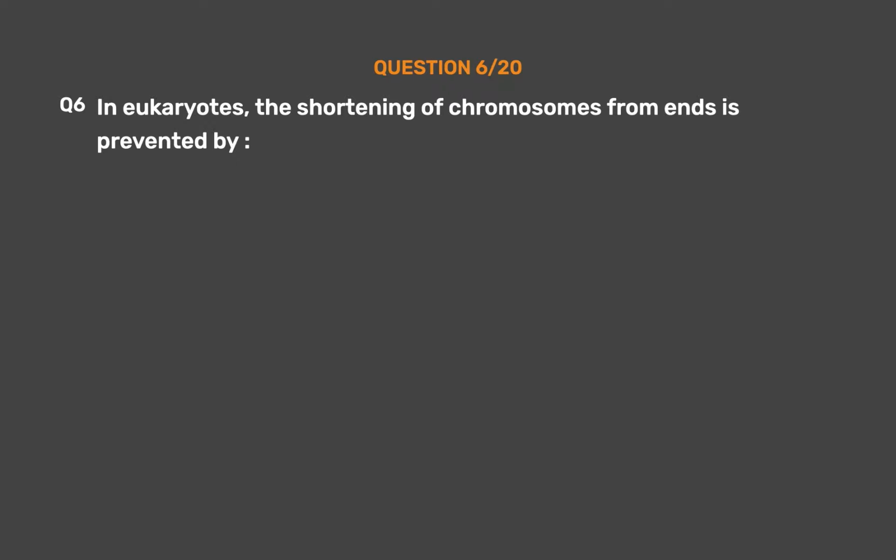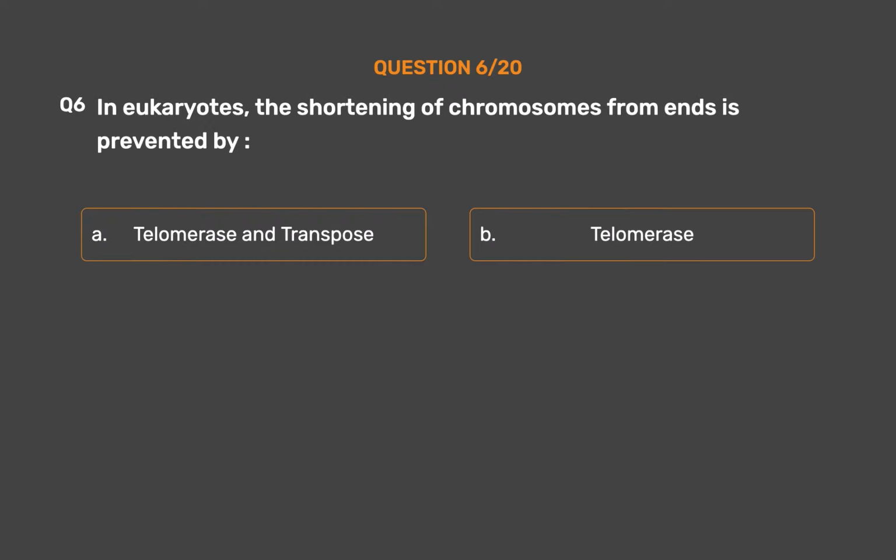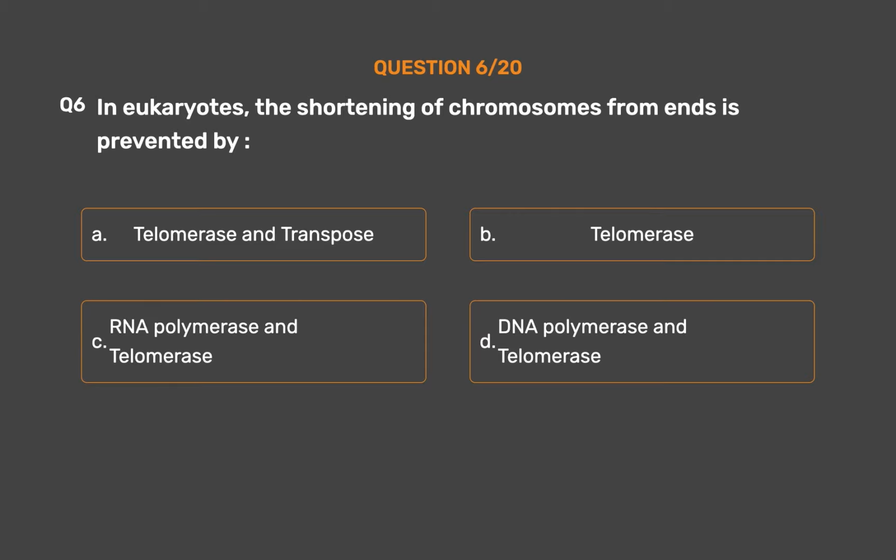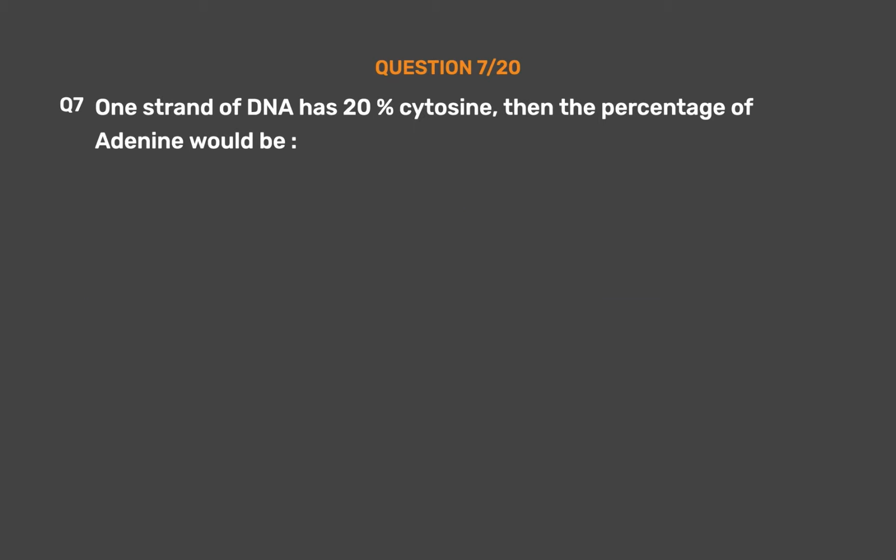Question number 6. In eukaryotes, the shortening of chromosomes from ends is prevented by Option A. Telomerase and transposase. Option B. Telomerase. Option C. RNA polymerase and telomerase. Option D. DNA polymerase and telomerase. The correct answer is Option B. Telomerase.